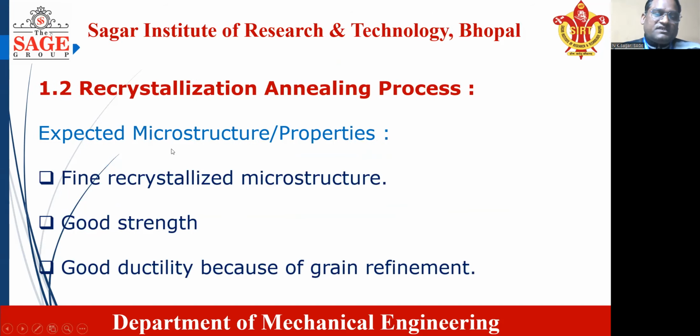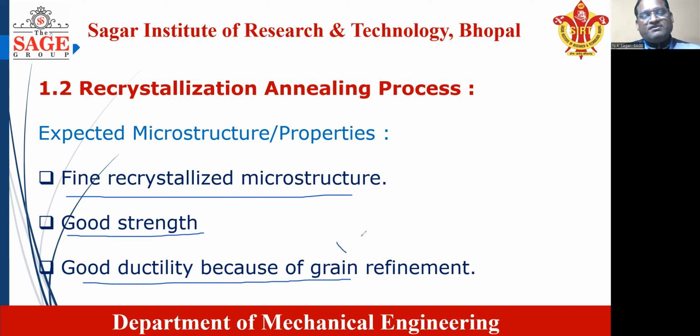Yes. Now, what will be the expected microstructure or properties, the result after the recrystallization annealing process? These are the results. Fine recrystallized microstructure is found. Strength is found good. It means strength increases. Good ductility because of fine grain. So these are the expected microstructure and the properties if we apply the recrystallization annealing process to the metal or alloy.